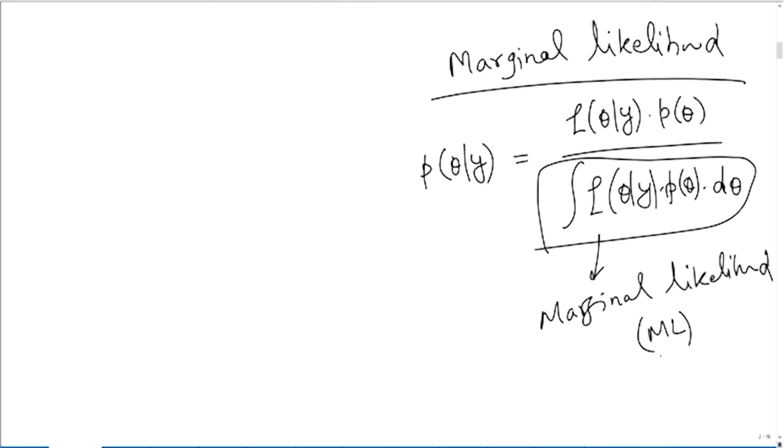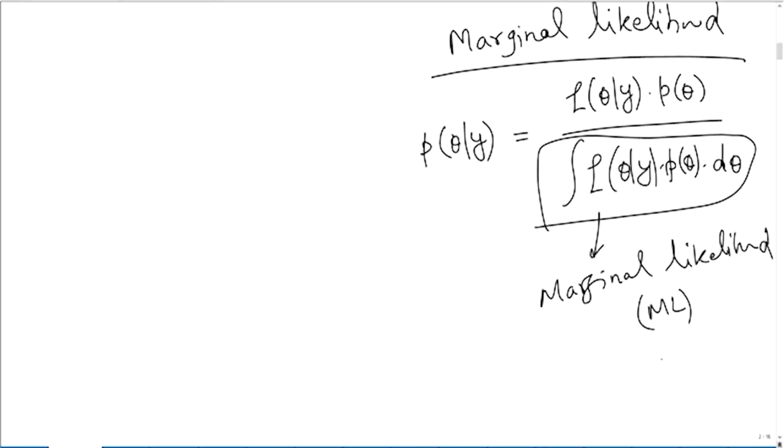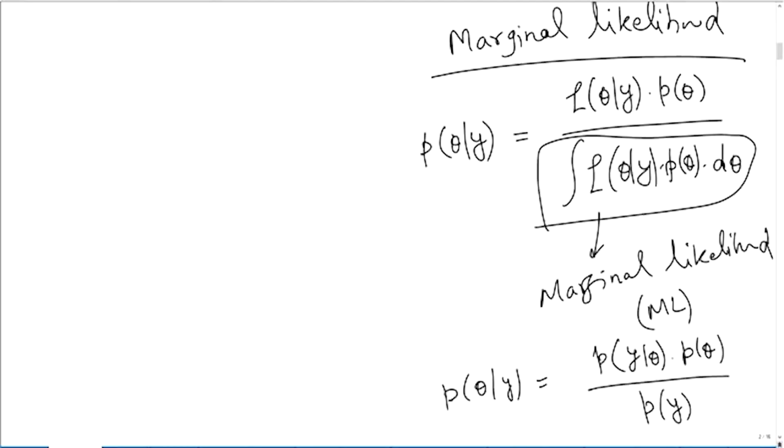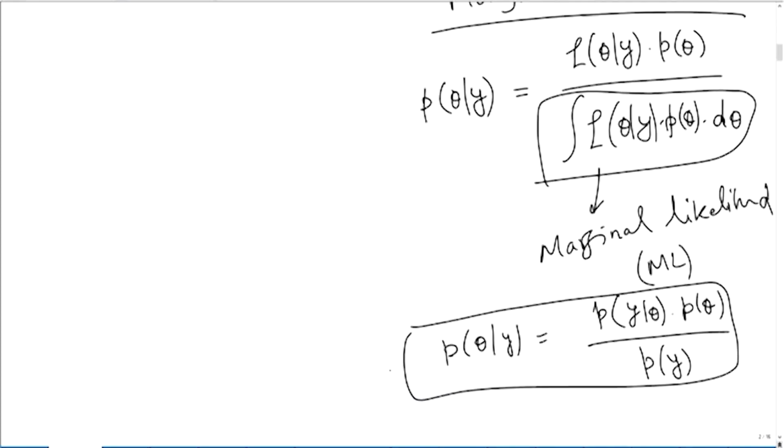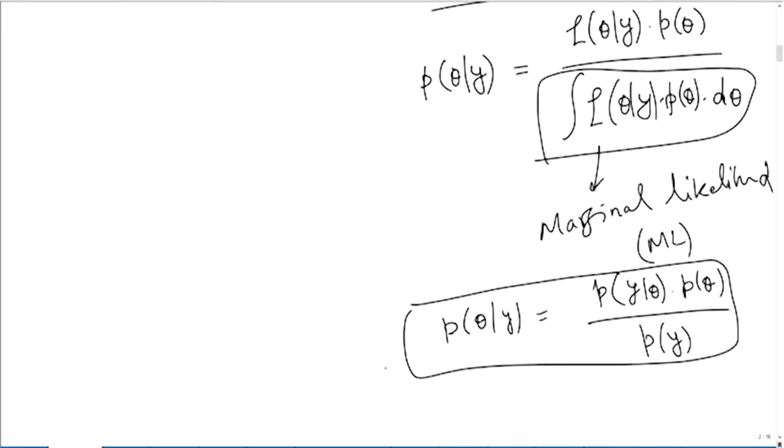Why this is relevant here, I will tell you in a while, right. By the way, there is another way of writing marginal likelihood, or in fact another way of writing this Bayes theorem: P of theta given y equals the conditional probability of y given theta, times P of theta, divided by the total probability of y, right. So, marginal likelihood is actually the total probability of y by marginalizing out this parameter theta, right. This is another way of writing the same thing. Okay. So, why is this relevant?